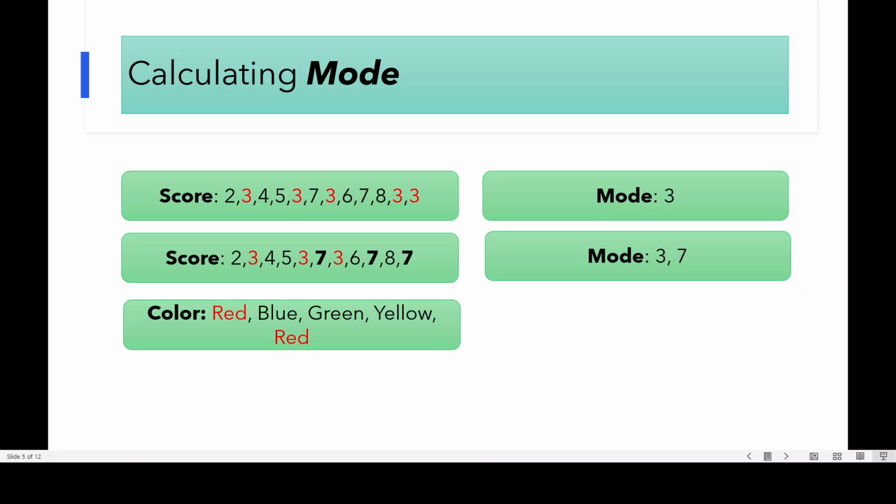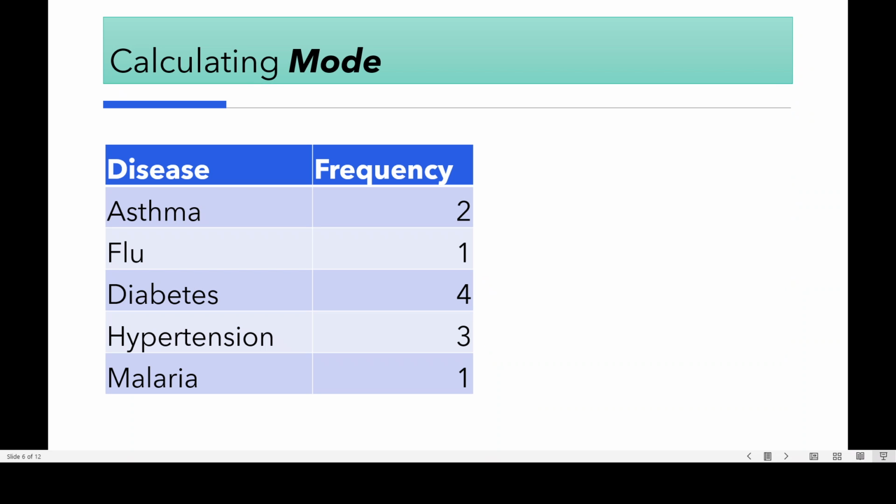Here, colors, because we can use the mode for qualitative data. The red color appears most frequently in the data set, so the mode is equal to red. How to calculate the mode for a frequency distribution? Here we have diseases with their respective frequencies. Because diabetes appears most frequently in the data set, this is the modal disease.